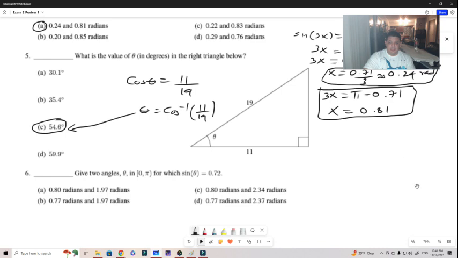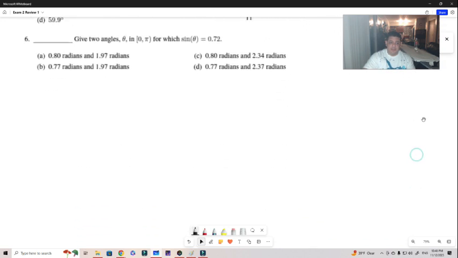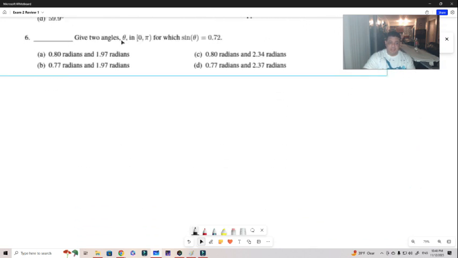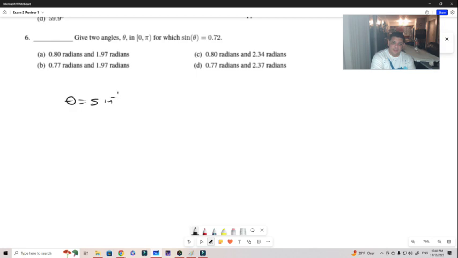Now again, for question number 6, it tells me to give two angles theta in the interval 0 to pi such that sine of theta is 0.72. And so in this scenario, of course, we want to start with theta is sine to the minus 1 of 0.72. And once you have this value, this is going to be 0.8 radians.